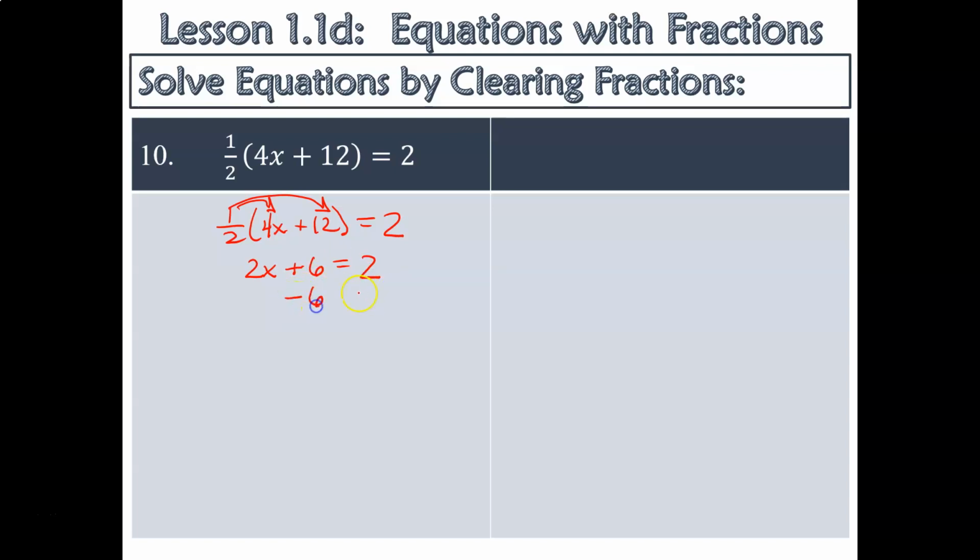So I have negative 6 minus 6 on each side. So I have 2x equals negative 4. And when I divide by 2, x is negative 2. You could have cleared, but it would have been a lot more work than just taking half of everything inside the parentheses. So sometimes you got to look ahead. You can't always say, oh, there's fractions, I have to clear them. You have to look at your numbers. Okay, that's it for now.